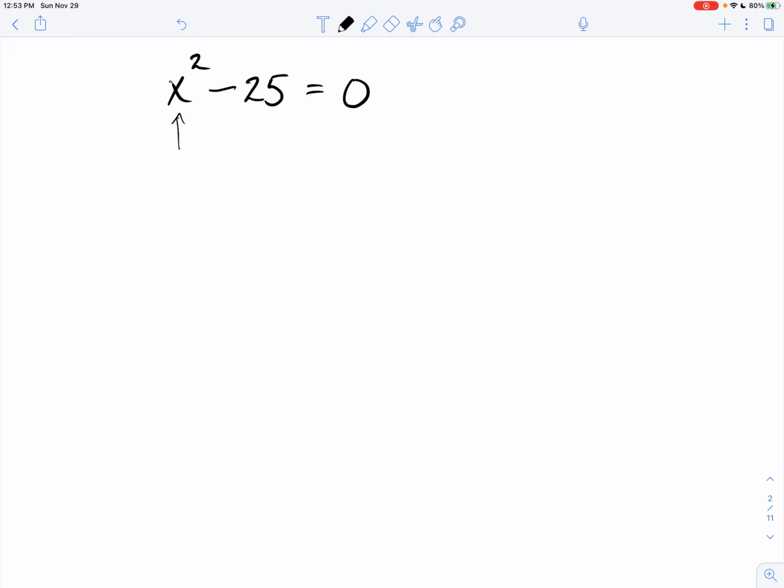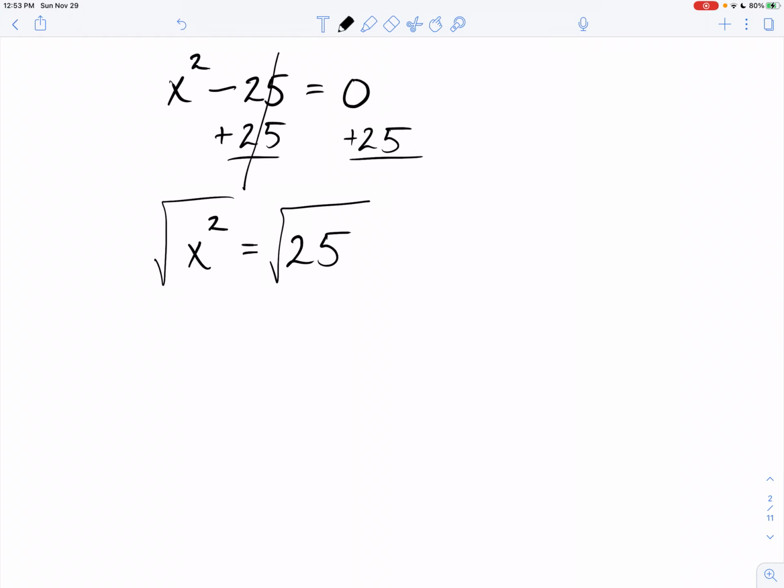So what do I do? Well, I add 25. Remember, it's an equation. If I do the exact same thing to both sides, I'm not changing it. But what does that give me? It gives me x squared equals 25. And then we take the square root of both sides. We root.